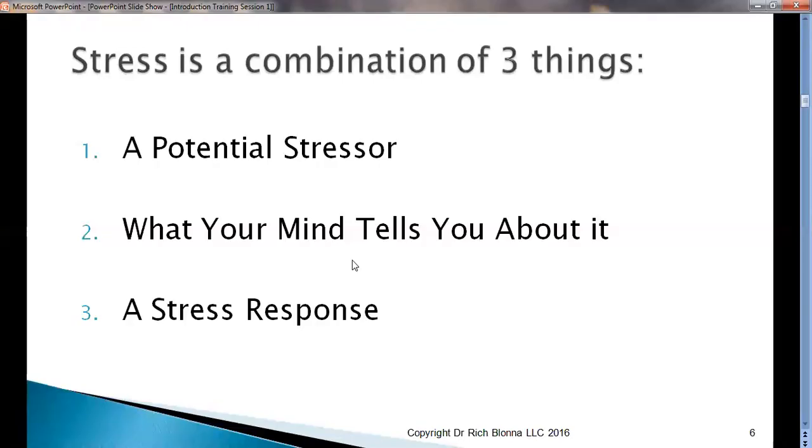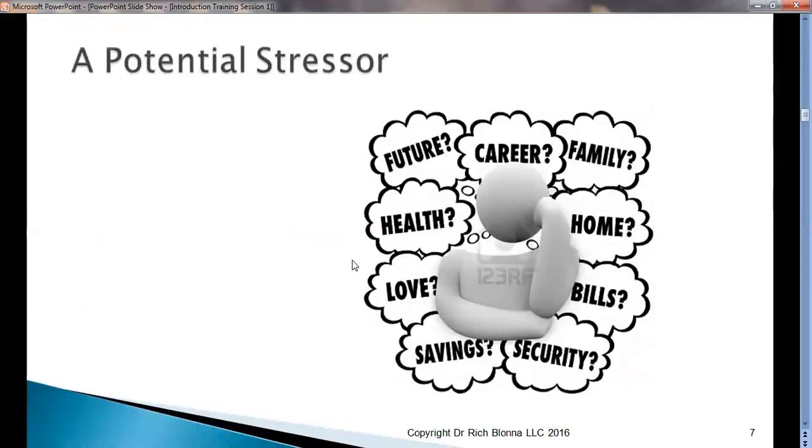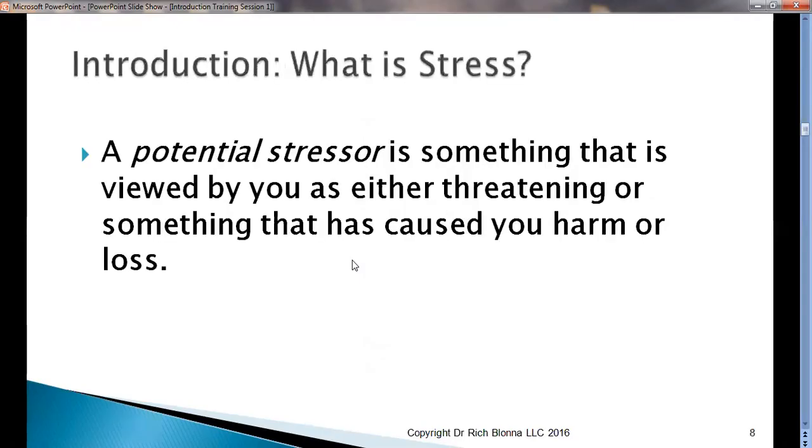So let's go over these three components of stress in a little more detail. Potential stressor, what your mind tells you about the potential stressor, and then the response. All right, potential stressors could be anything. And here's just a smattering of some common potential stressors. If you're younger or even if you're midlife, maybe your future and your career are things that are still potentially stressful because you haven't worked them out. Maybe money issues, savings and bills are potential stressors because, again, maybe your financial situation isn't too strong. So anything can be a potential stressor.